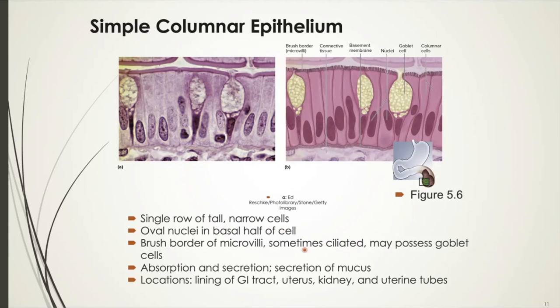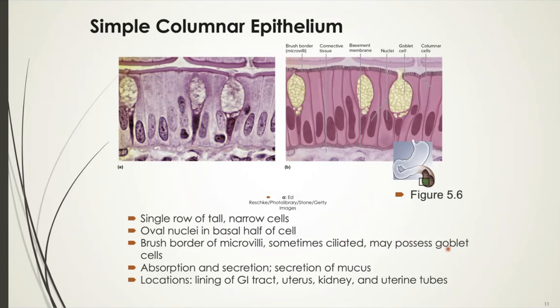Sometimes they may be ciliated. Don't confuse ciliated with microvilli. Microvilli are extensions of the cell membrane. Ciliated cells actually have cilia, which are a type of cytoskeleton. So, alrighty, like I said, they may also possess goblet cells.